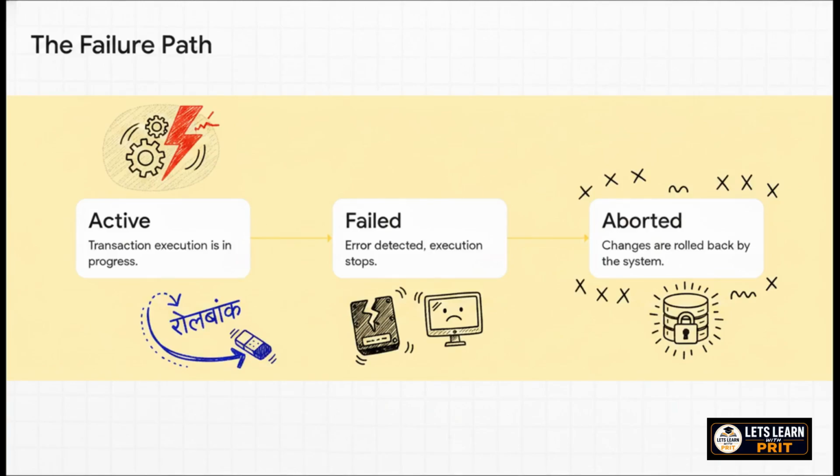Imagine that high-stakes IRCTC Tatkal booking. Payment is processing, so you're in the active state. Suddenly, the server crashes. The moment the system realizes this transaction cannot be completed, it pushes it into step 2, the failed state. The system knows there's a problem. Your ticket isn't booked, so to protect the database from getting corrupted with half-finished data, the DBMS triggers a rollback. It wipes away those incomplete changes and sends the transaction straight into the aborted state.